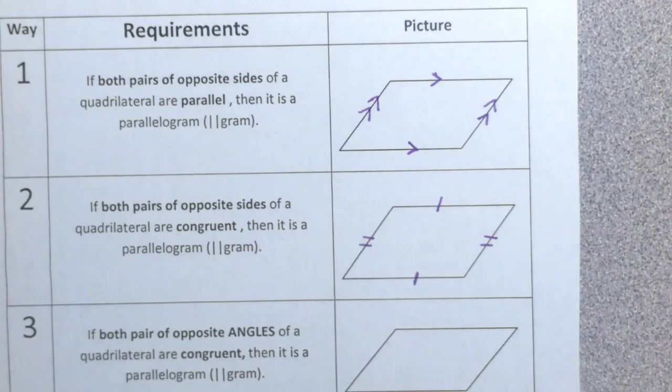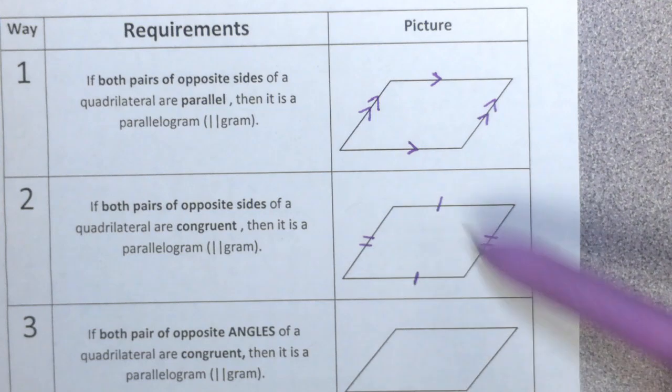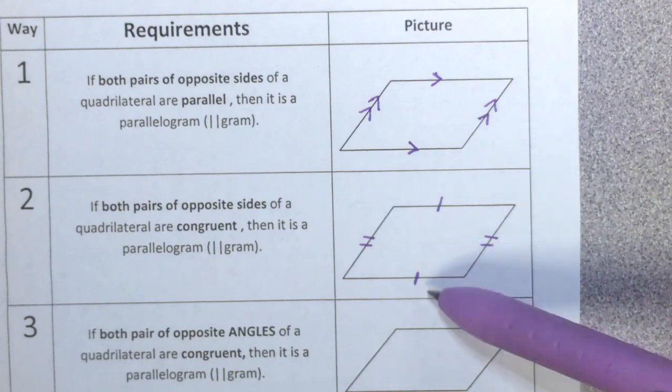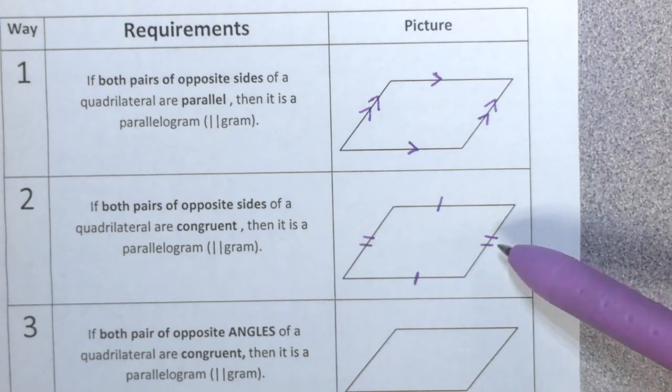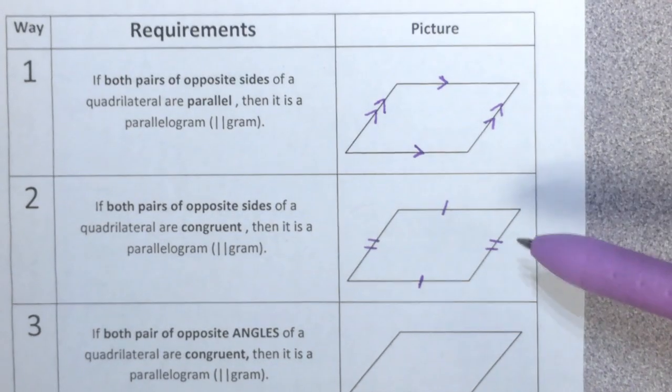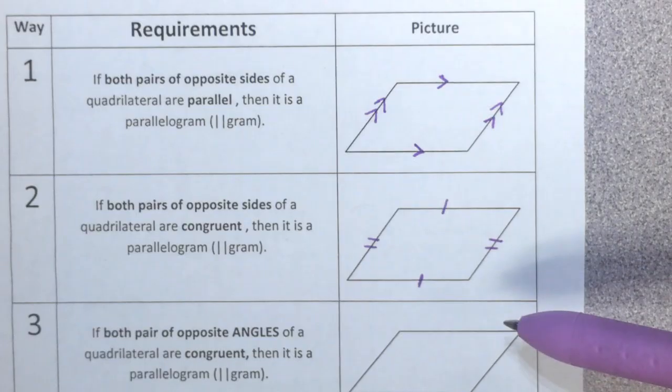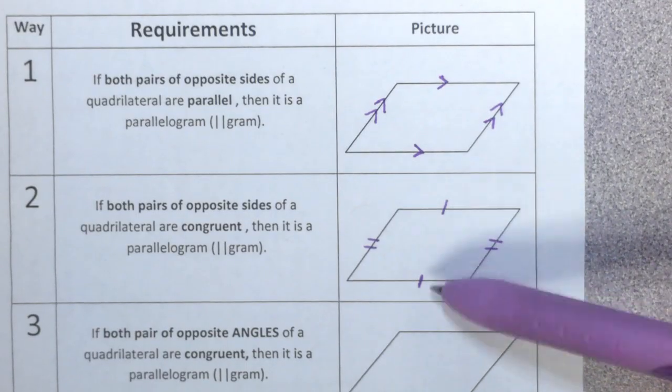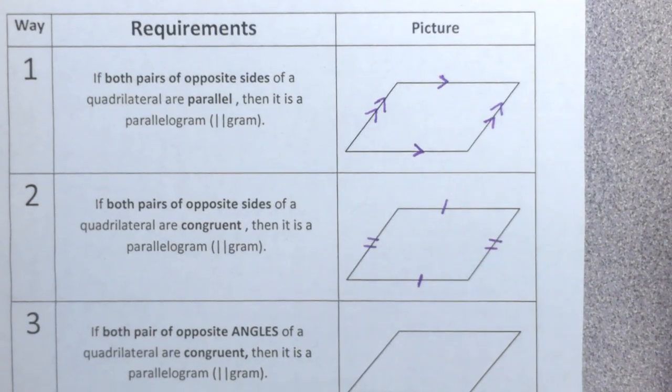So this works for a rectangle, but it works for all parallelograms too. A square is a parallelogram. It works. Don't you agree opposite sides in a square are the same? So it's also a parallelogram. We're going to focus on all of those shapes on Monday. Today we're only going to focus on the basics of parallelograms. So if your opposite sides are the same, it's a parallelogram.